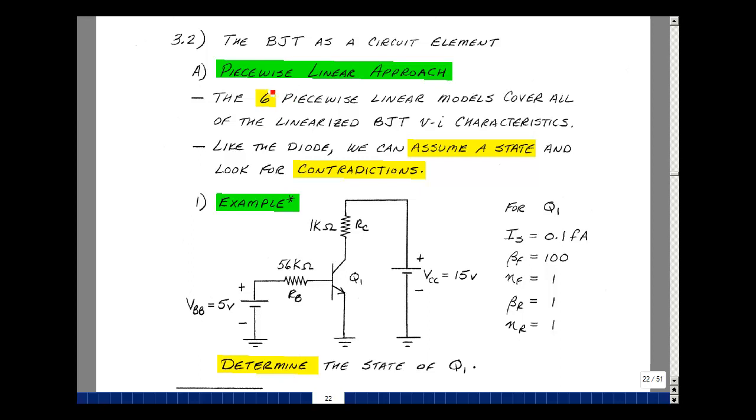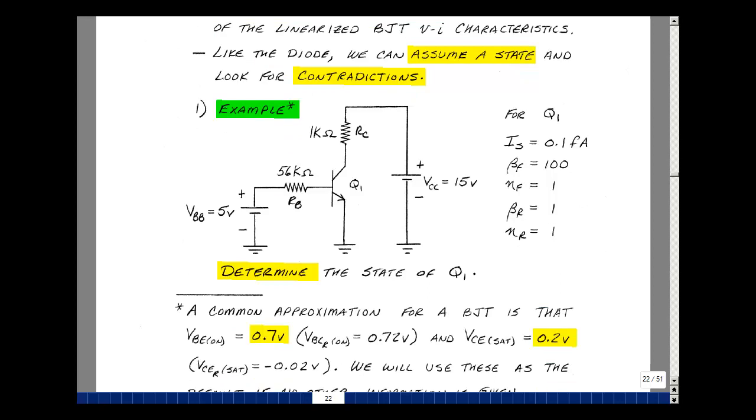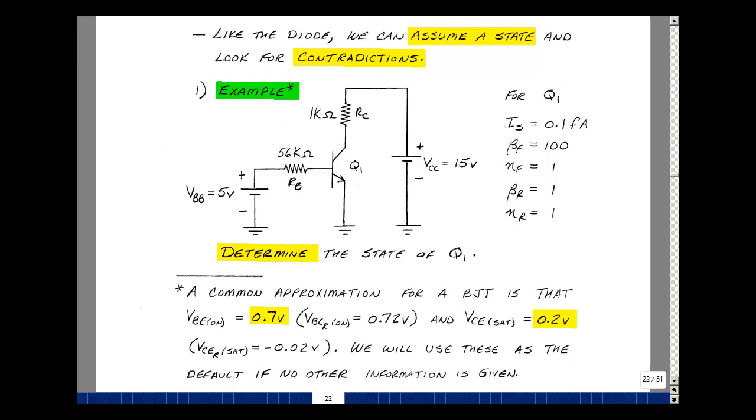These 6 piecewise linear models cover all of the VI characteristics, and so the transistor must be in one of those 6 states. Like a diode, we can assume a state and then look for contradictions. Consider this example where I have 1 BJT, 2 resistors, and 2 batteries. And for the transistor, let's assume that I sub S is 0.1 femtoamp, beta F is 100, eta F is 1, beta R is 1, and eta R is 1. These are actually the default values in place.